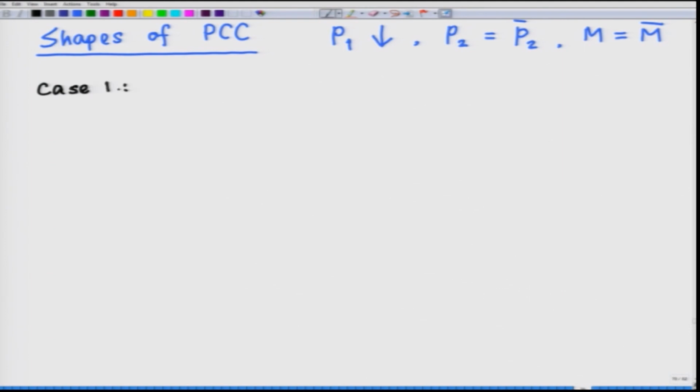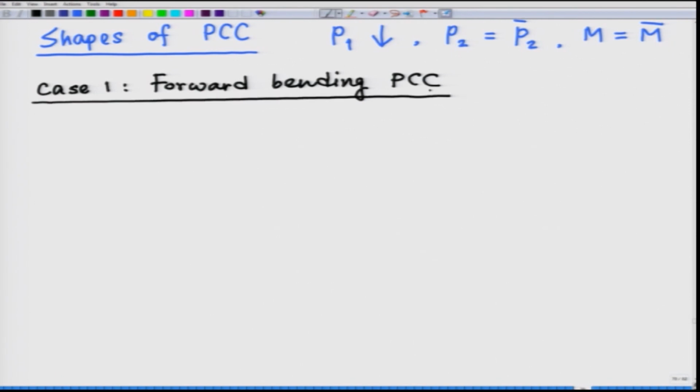Case number 1, which is a forward bending PCC. Just in this case I am going to draw the indifference curve and the budget lines in great detail. To save time, in the next cases I am only going to draw the final shape of PCC. So, please note how I am going to draw.